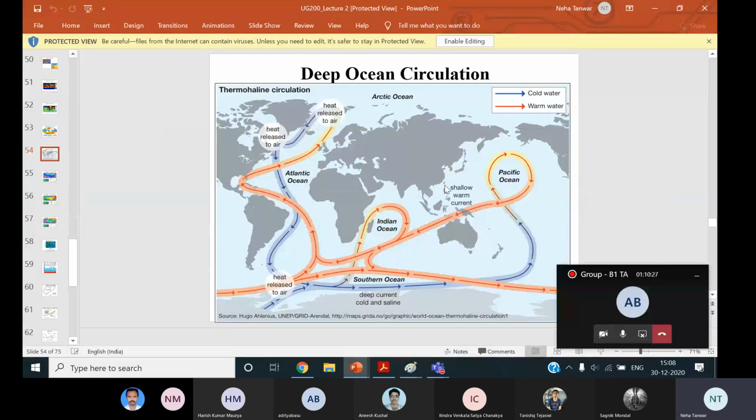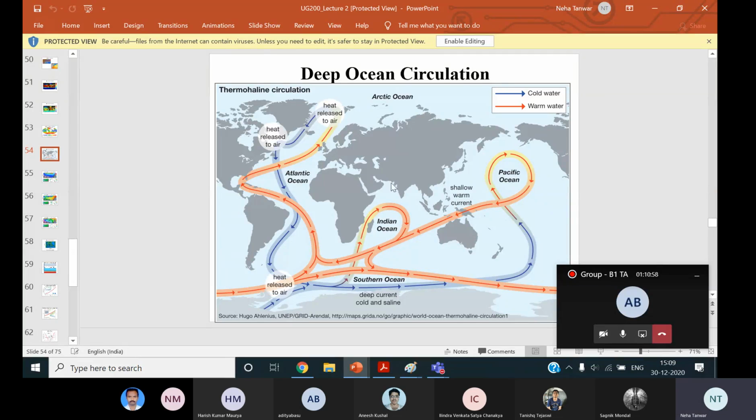When is the water mass going to sink? If it's denser, right? If the surface water is denser, then it's going to sink. And how can it be denser? Two factors control the density of water mass. One is salinity and another is temperature. Lower temperature means denser water. Colder the temperature, denser the water.